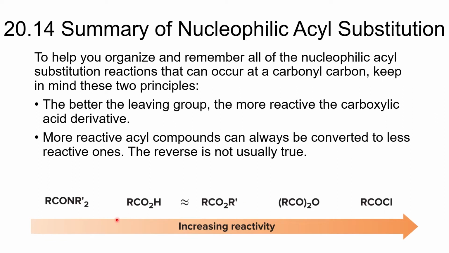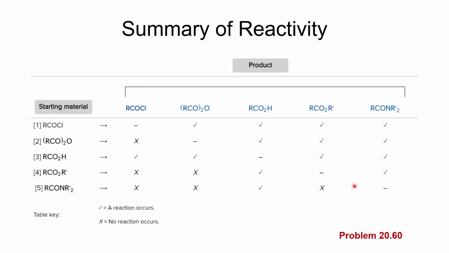This is why it's so useful to be able to take an amide and hydrolyze it to a carboxylic acid, because you're going back the other way. Or to take a carboxylic acid and convert it into an acid chloride, that's like you're working your way up the ladder. All right, I like this table because it gives us a very quick summary of what reactions we're capable of doing. So you can take these starting materials and turn them into these products if there's a check mark. So acid chlorides, yes, you can turn them into anything.